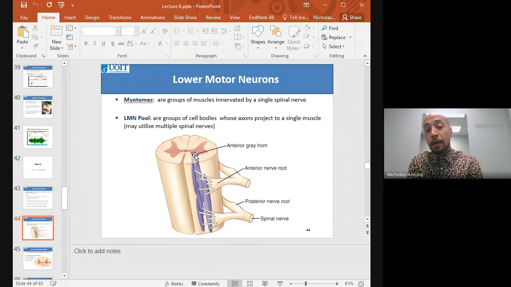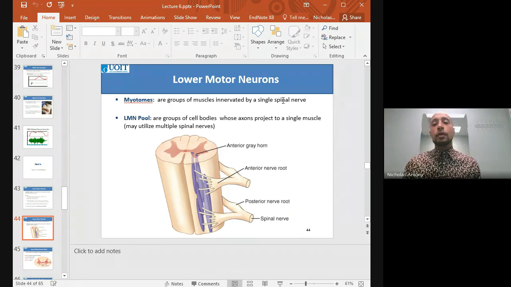So the gray matter, which is where the cell bodies, or the beginning of our lower motor neurons, would be starting, is all located in the anterior part of the gray matter. And the way that they're grouped together is in lower motor neuron pools. A myotome is defined as the group of muscles that are innervated by a particular spinal nerve.